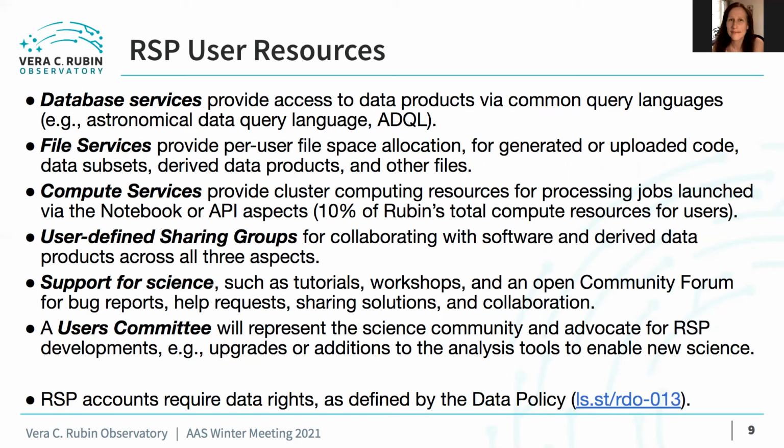A users committee will represent the science community to the Rubin Observatory Director's Office and be charged with advocating for RSP developments on behalf of users, such as upgrades or additions to the analysis tools to enable science. Access to the RSP requires data rights, as defined in the Rubin Observatory data policy. All astronomers working in the US and Chile have Rubin Observatory data rights, including students, as do named individuals on international contributor teams.